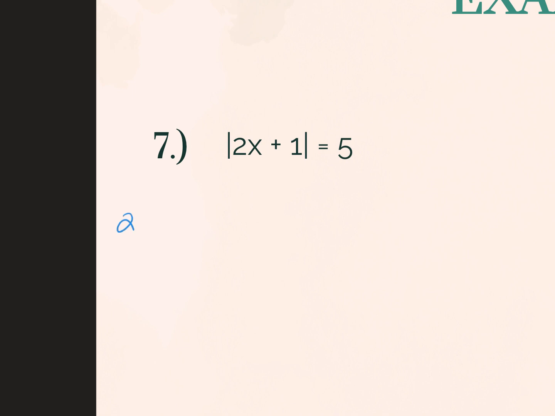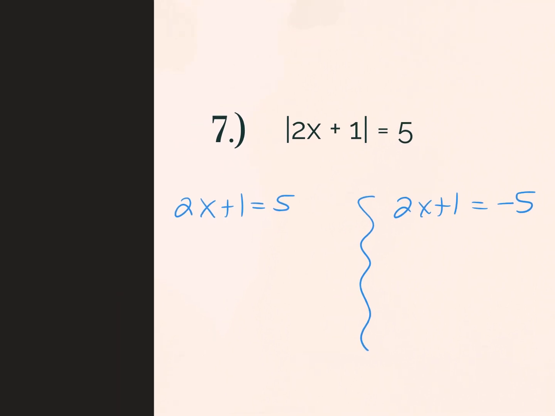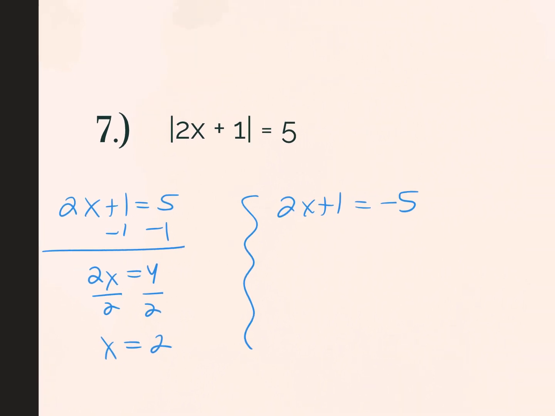You're going to take the original, you're going to remove the bars and say, okay, 2x plus 1 equals 5. And then you're going to set up another equation that says 2x plus 1 equals what? Negative 5. You always switch the signs. So on the left-hand side here, I'm going to subtract 1 from both sides. I get 2x equals 4. Agreed? Divide by 2 and get x equals 2. Easy enough, yeah? Okay, same thing over here. I'm going to subtract 1 from both sides. In this case, I get 2x equals negative 6. Divide both sides by 2, and I get x equals negative 3.